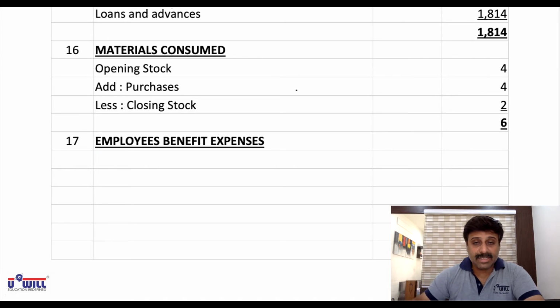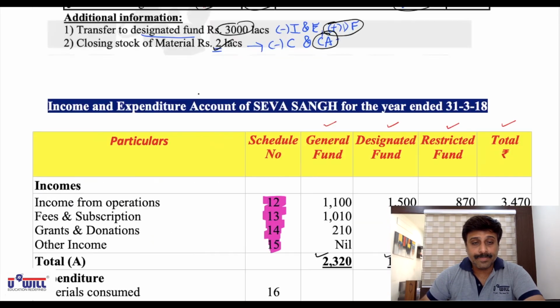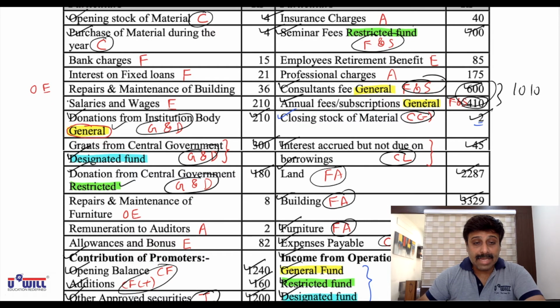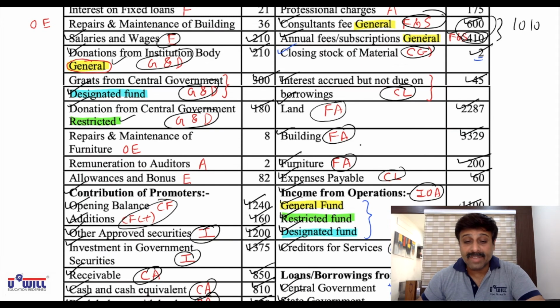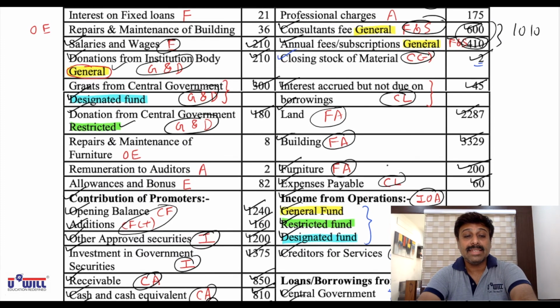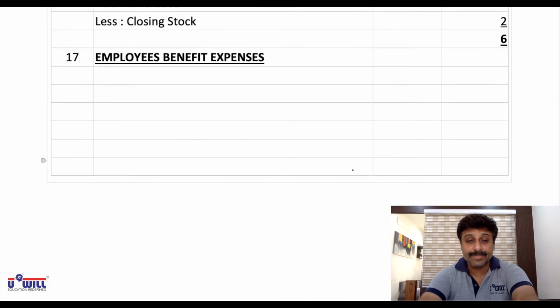So employees benefit expenses, what we have is salaries and wages. That is 210. Okay, salaries and wages 210. And this employees retirement benefit 85. 210 and 85. Any other item marked as E? Allowances and bonuses also there. Let us see it one by one. Salaries and wages 210.